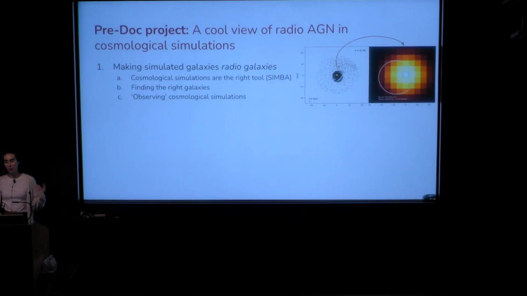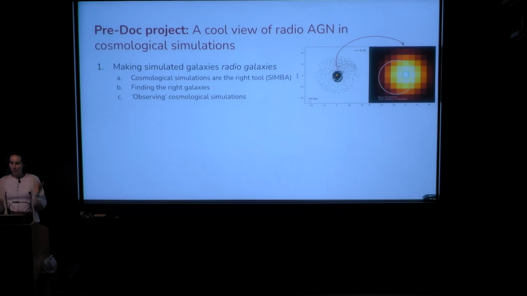And so that's really what brought me here to the CCA to work with Samuel and Stephanie. We came up with a project where we could use cosmological simulations to try and disentangle what was going on and understand these observations that we're starting to see. So we have this project, A Cool View of Radio AGN in Cosmological Simulations. And in the next couple of minutes, I'll step you through what we've done so far.